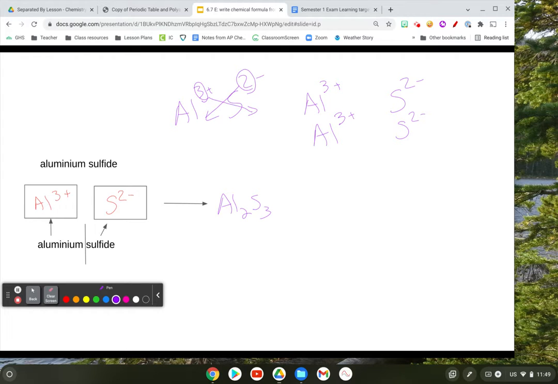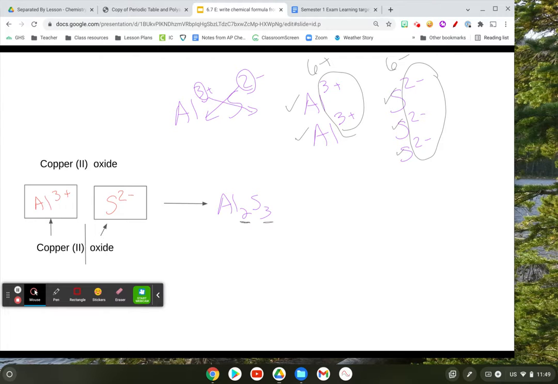So now I have 6 positives, but only 4 negatives. So I add another sulfur. Now my positives and negatives are going to balance each other out. Now when I look at them, I have 6 positives and I have 6 negatives. That's what I need in order to make sure this compound is correct. And you'll see I have 1, 2 aluminums. That's where I get that 2 from. And I have 1, 2, 3 sulfurs. That's where I get that 3 from. Okay, let's try the next one.